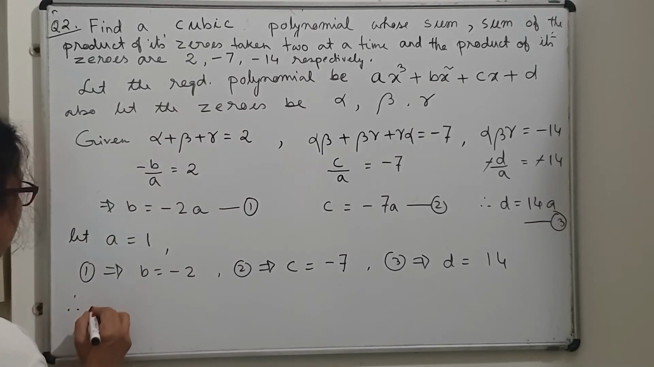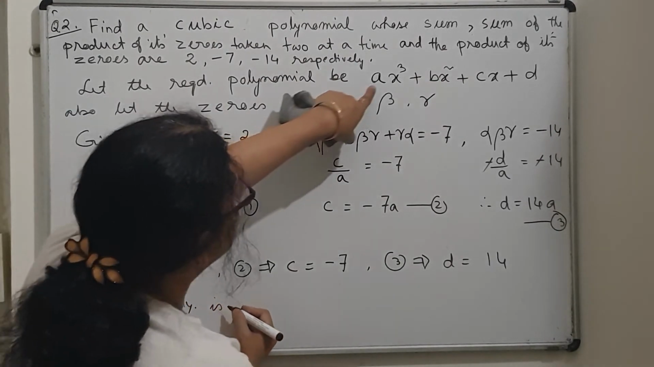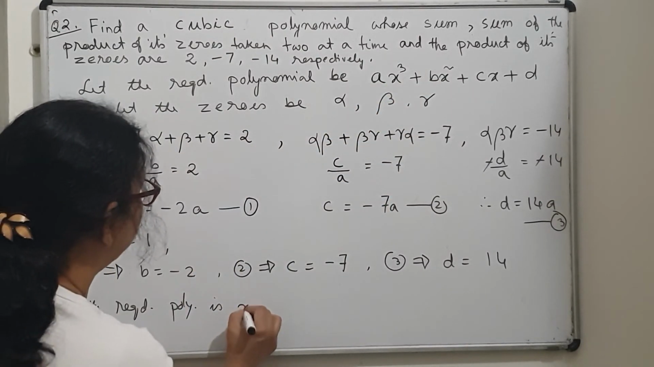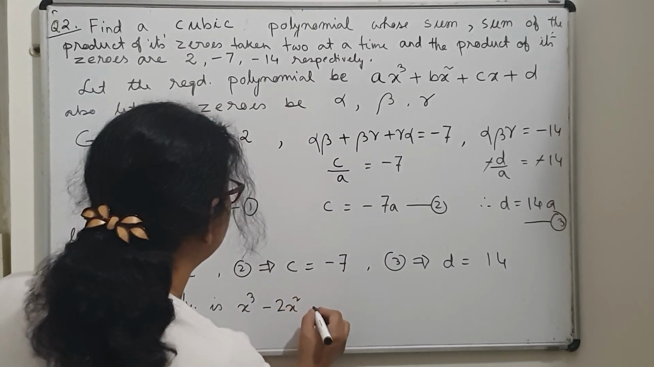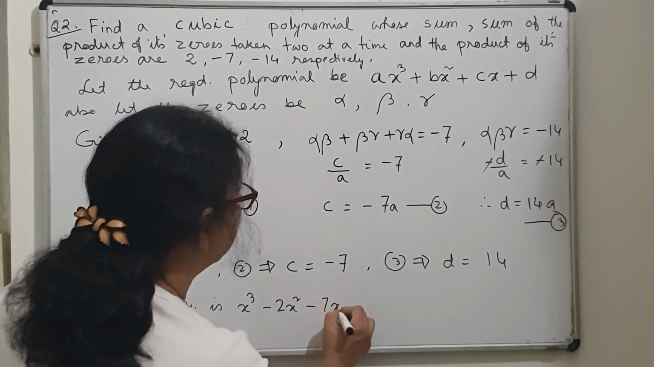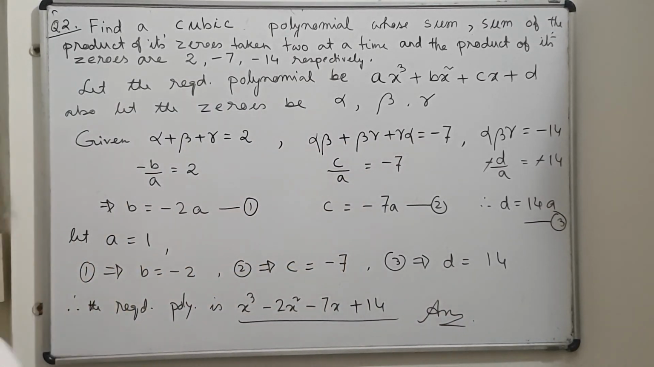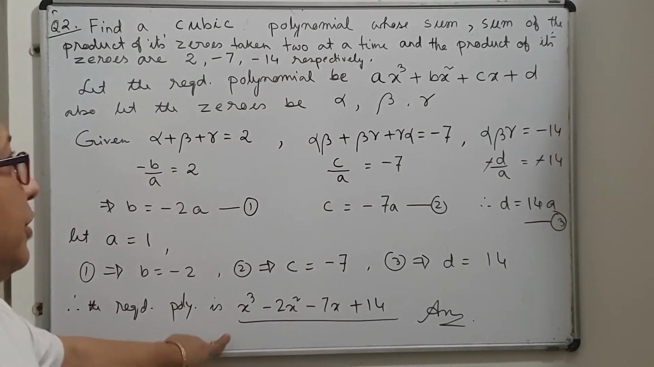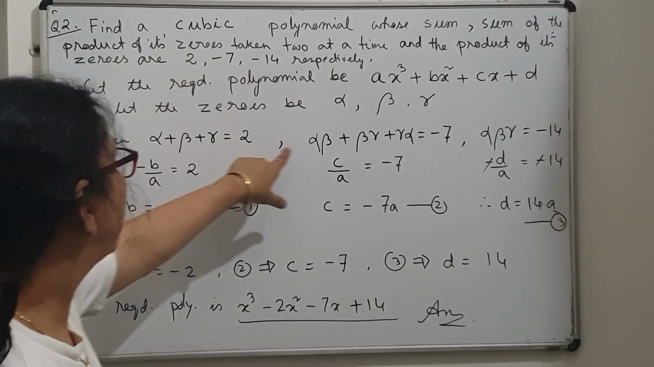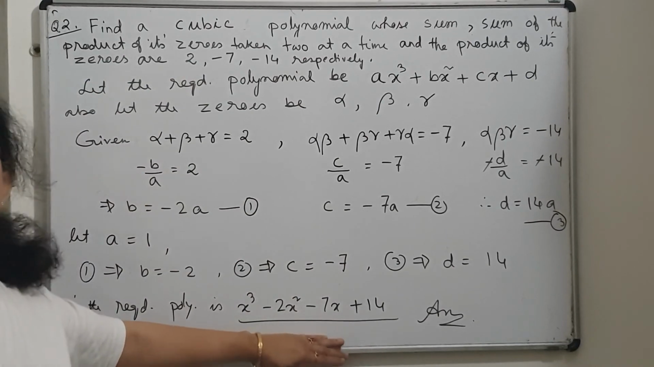Therefore the answer, that is the required polynomial is this one. I have taken ax cube, a is your 1, so x cube plus bx square, b is your -2, minus 2x square plus cx, c is -7, lastly plus d, so 14. So this is the required cubic polynomial. So you see, using the relationship very easily we can find out the polynomial, if I know the sum of the zeros, sum of the product of zeros taken two at a time and product of zeros.